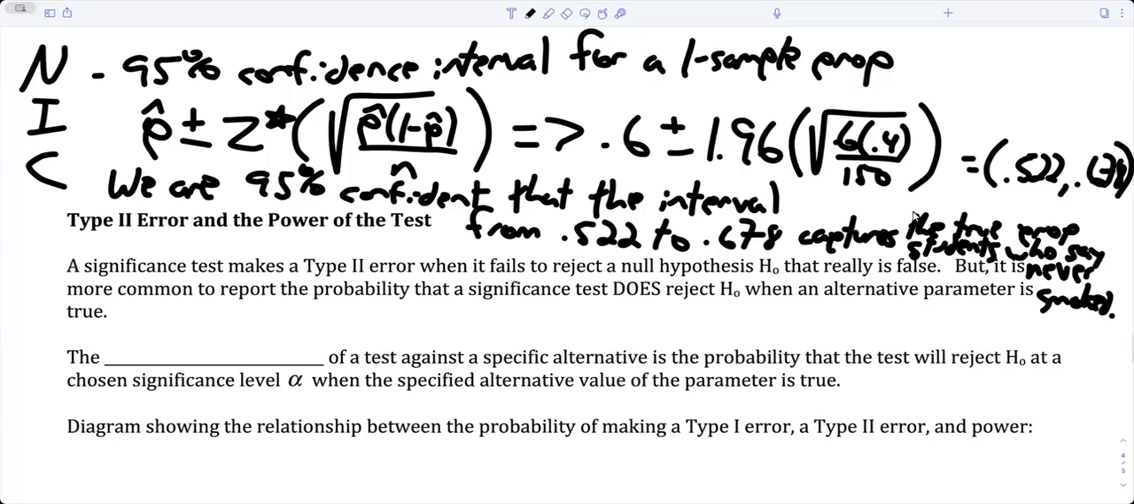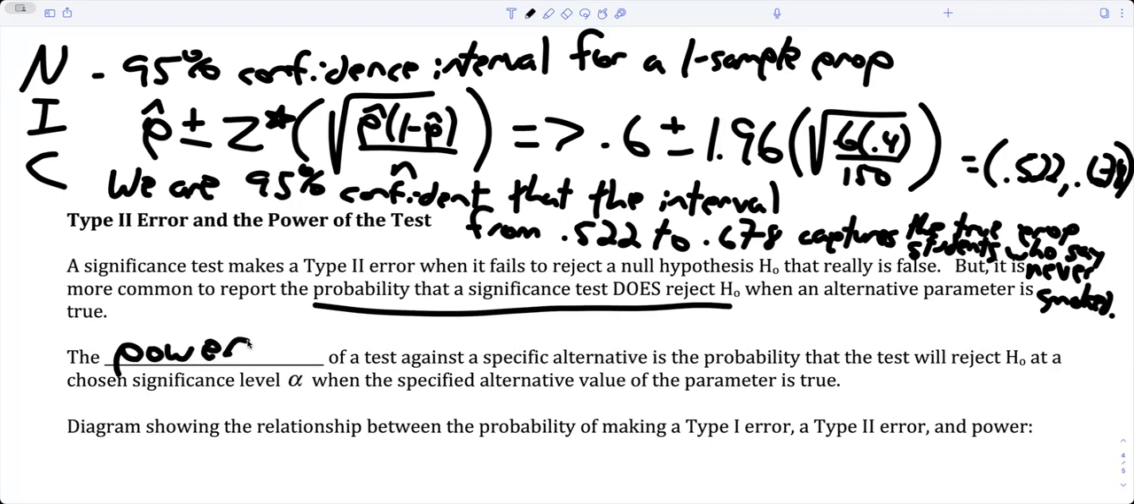Okay, so a significance test makes a type 2 error when it fails to reject a null hypothesis that really is false, but it is more common to report the probability that a significance test does reject H naught when an alternative parameter is true. So there is a specific term for that in stats, and it is called power.